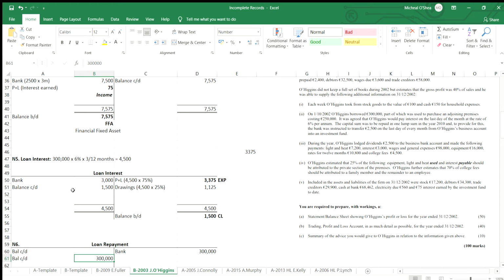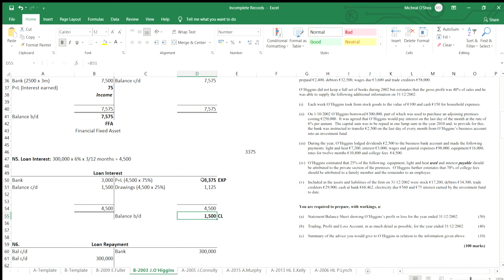So I've paid €3,000 interest this year. I owed 4,500. Therefore, I still owe 1,500. Because I owe 4,500, that's the amount that's payable for the year. That's why I broke it down on the credit side. I've only paid off 3 grand of it, therefore there's 1,500 that I still owe at the end of the year. That is a current liability.